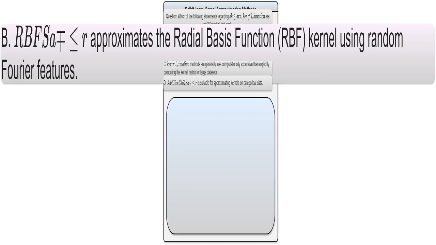The radial basis function, RBF, kernel is a popular choice for nonlinear SVMs, but calculating it directly can be very expensive. RBF sampler uses a cool trick called random Fourier features to approximate the RBF kernel much faster. It's like using a shortcut to get a pretty good result.